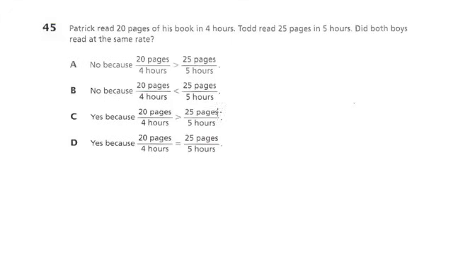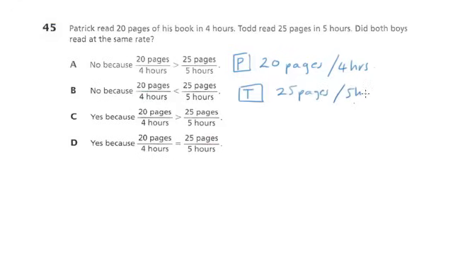Okay, so Patrick read 20 pages of his book in 4 hours. 20 pages, 4 hours. And remember, this is Patrick. Okay, Todd read 25 pages in 5 hours. So each of these are rates.